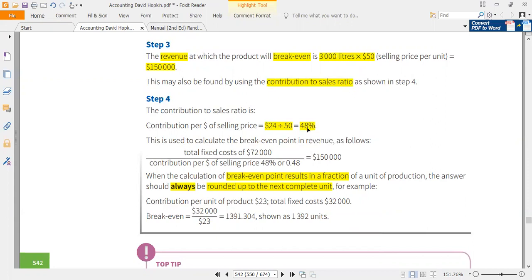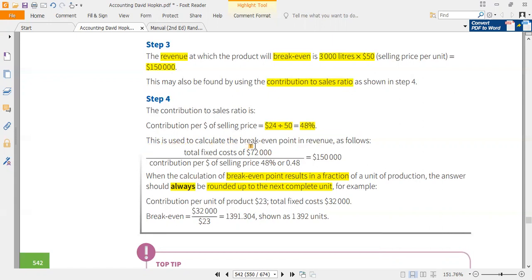That means for every $50 you sell, $24 would be your contribution. Contribution means sales minus variable cost. So 48% means whatever you sell, 48% is the contribution. That means the variable cost will be covered.